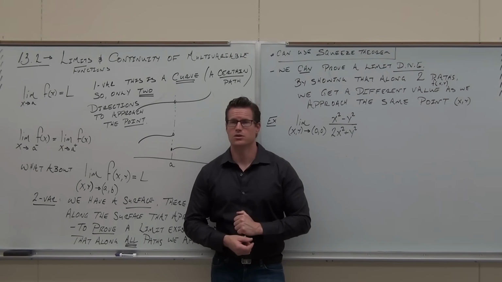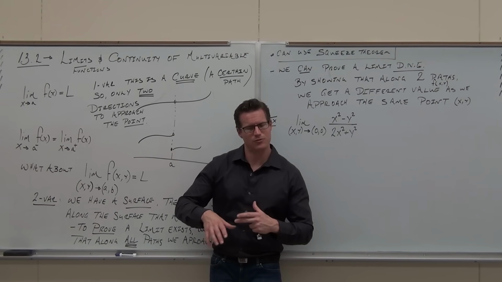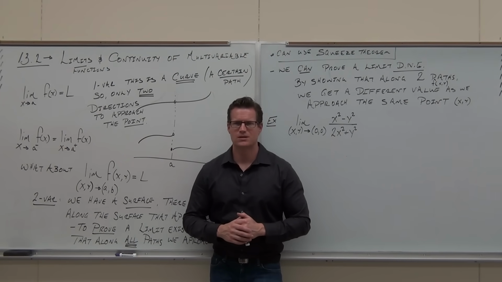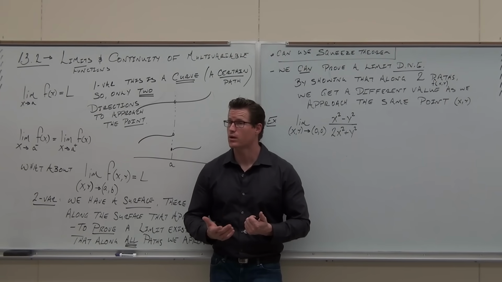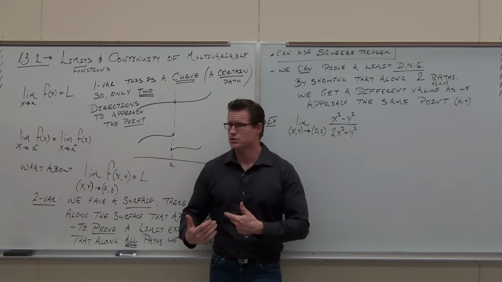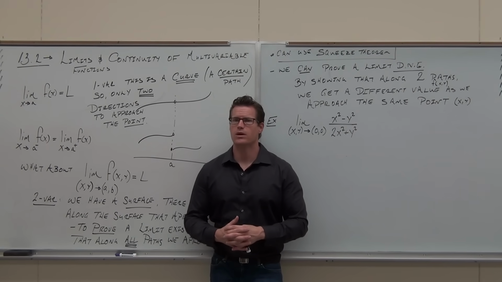The first thing you should do every single time when you get a limit from back from Calc 1 is what? Plug it in. Just plug it in. Just see if it actually works. And we're going to use that later. So try to plug it in. Now what do you get? 0 over 0.